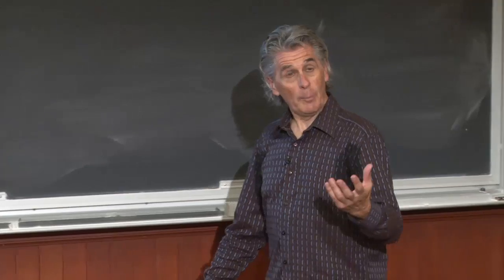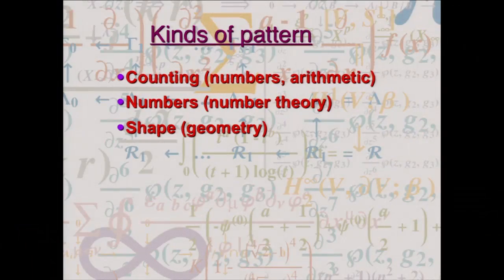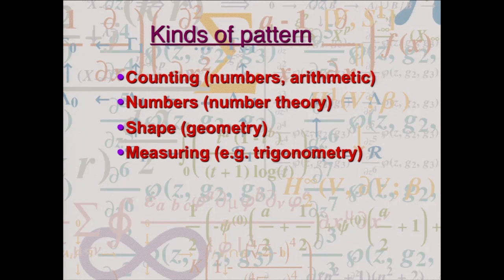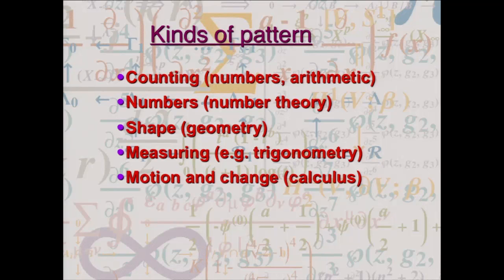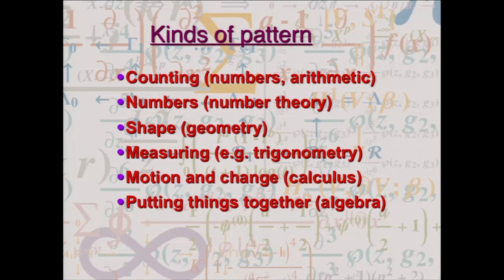You have patterns of shape, giving rise to the subject geometry, coming from the Greek measurement of the earth. Then you actually have measuring, and you can measure in conjunction with space, with shape, and you get trigonometry. Patterns of motion and change is calculus, which we usually identify as beginning in the 17th century, although many of the ideas had been discovered by Archimedes, more than 1,000 years earlier.